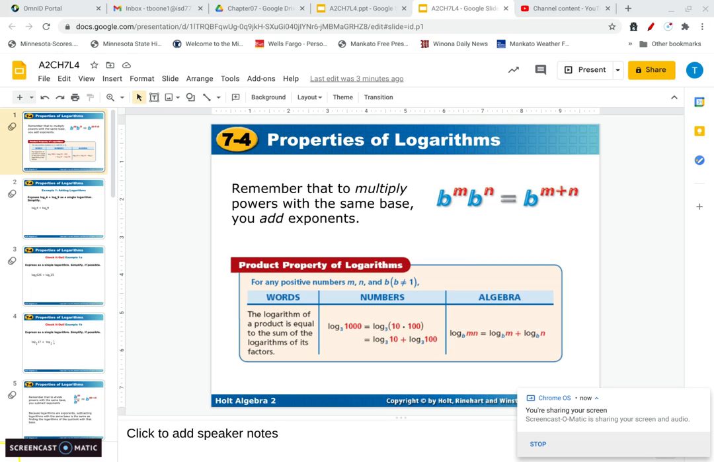All right, welcome back. We're here at section 7.4, and today we're going to learn some properties of logarithms. So these are in your notes. Make sure to have those available as we're going through those. Don't be afraid to put some examples down as you practice, just to have those available.